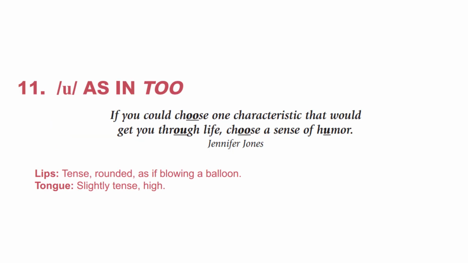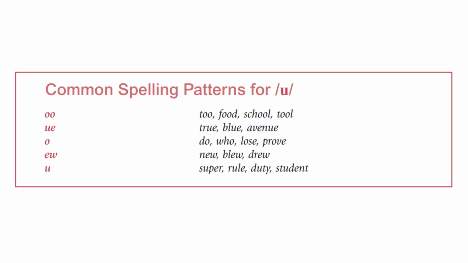/u/ as in two. For the /u/ sound, the lips are tense and rounded as if you're blowing a balloon, and the tongue is slightly tense and raised high. The common spelling patterns for this sound include a double O, as in to, food, school, tool. UE, as in true, blue, avenue. An O, as in do, who, lose, and prove. EW, as in new, blue, drew. And the letter U, as in super, rule, duty, student.